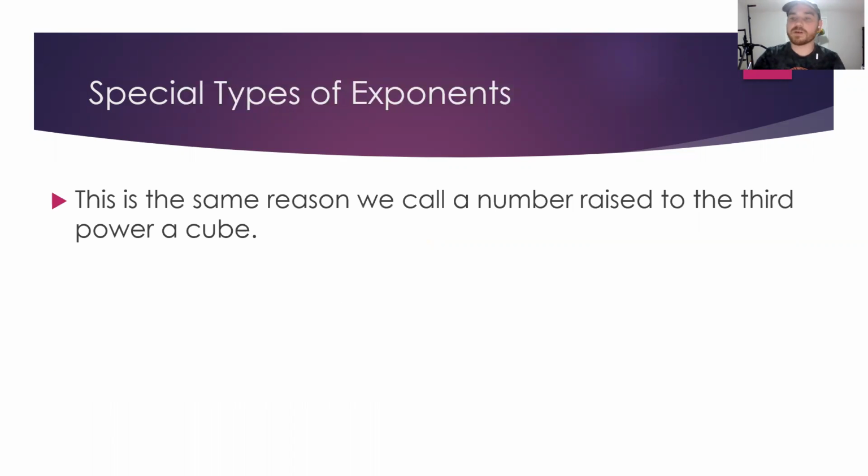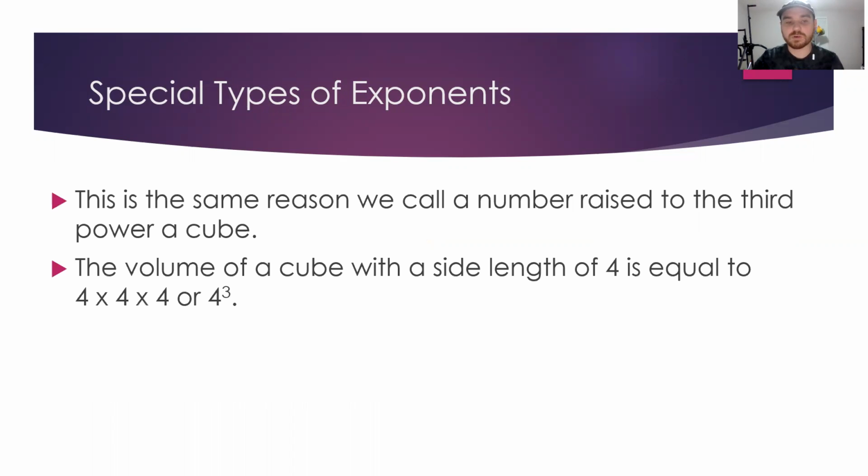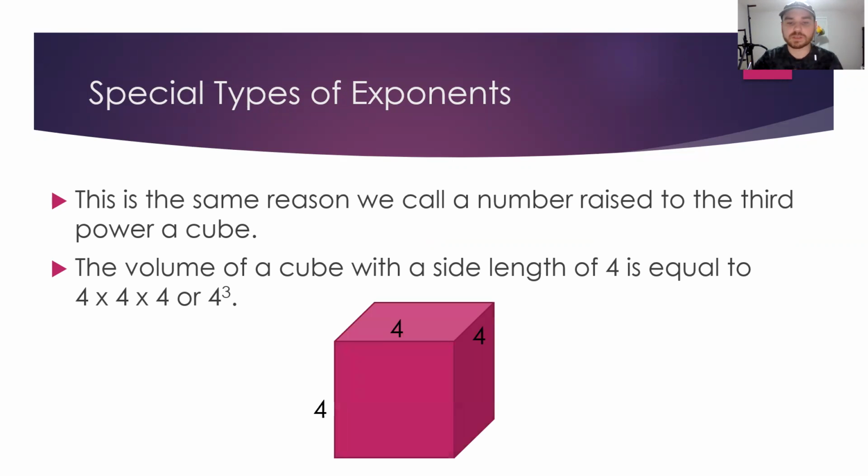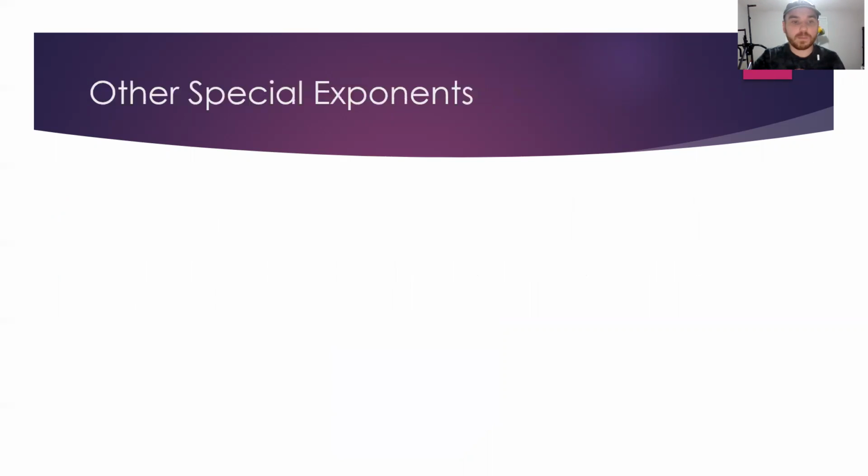Using that, you can probably fill in what I'm going to do next, which is a number raised to the third power, which we call a cube. So for example, the volume of a cube with a side length of 4 is equal to 4 times 4 times 4, or 4 to the third. And so here's that cube right here. We have a length of 4, width of 4, and a height of 4, depth of 4, however you want to think about it. This doesn't really matter. Point is it'd be 4 times 4 times 4, which would be 4 to the third, which would be 64.